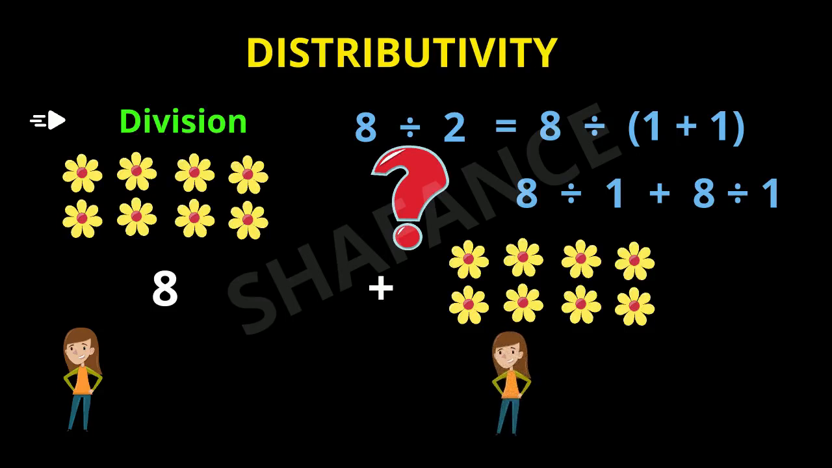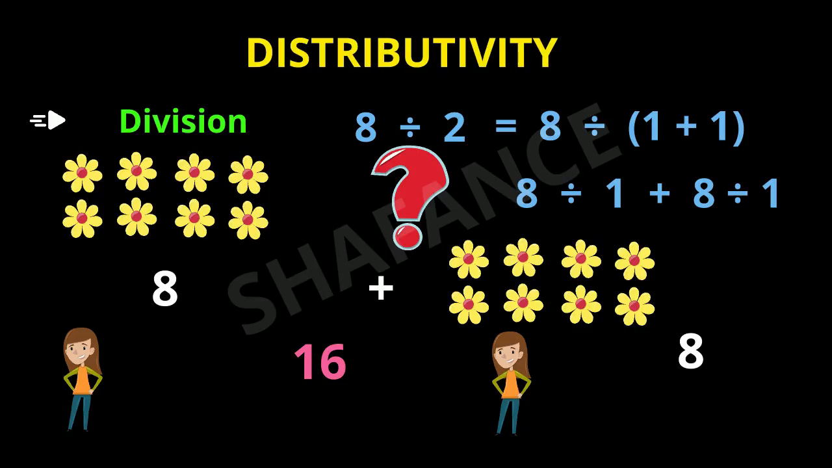So that means again that same girl would get 8 flowers. So in all what we are getting is 8 plus 8, so that is we are getting 16. So this is not equal to the result what we have got by dividing 8 by 2. When we divided 8 by 2, we got 4. But what we are getting over here is 16.